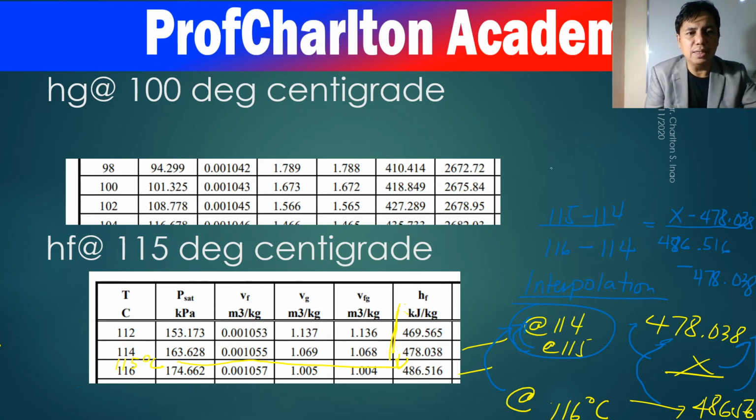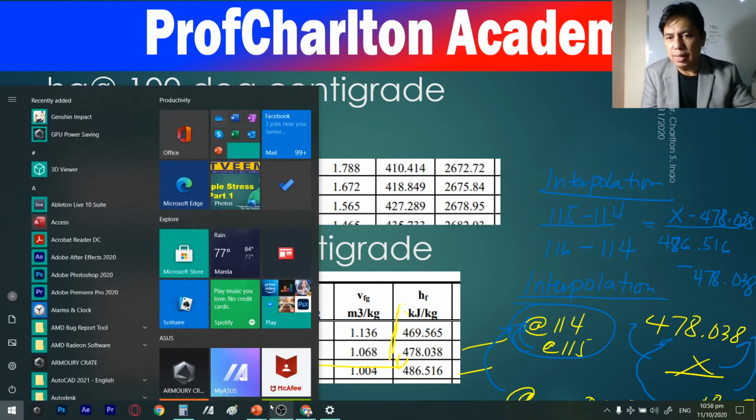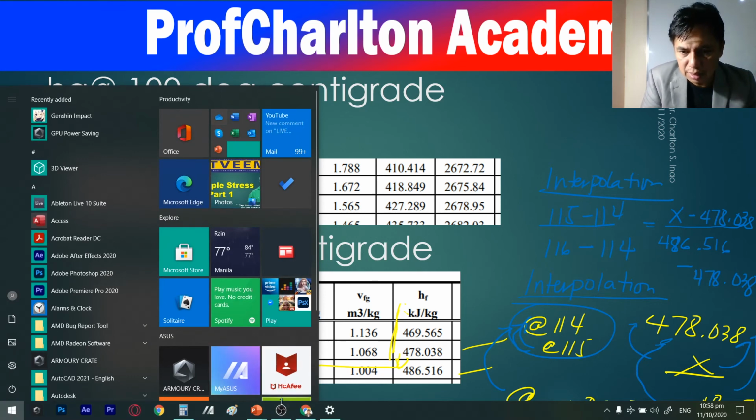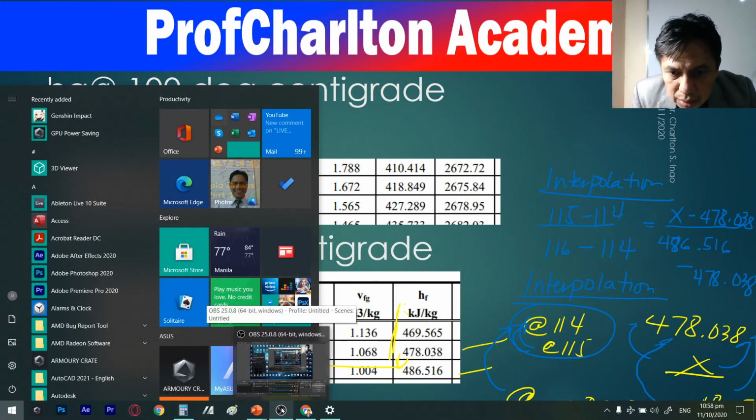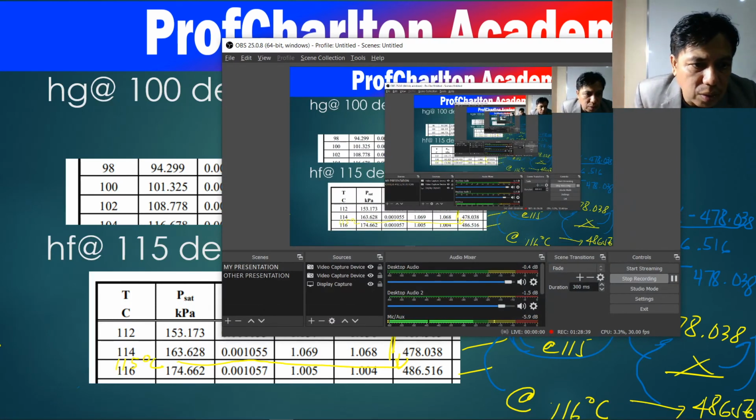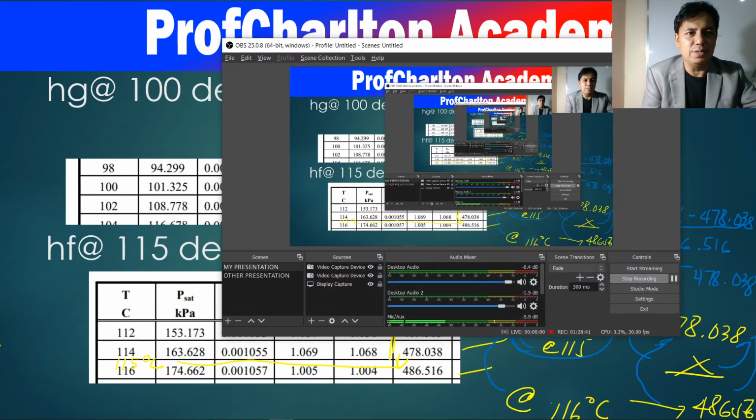So this is by way of interpolation, so that we can compare to the old notes that I have, right? Interpolation. Let me pull out our calculator. Let me check if this is still recording. This is still recording.